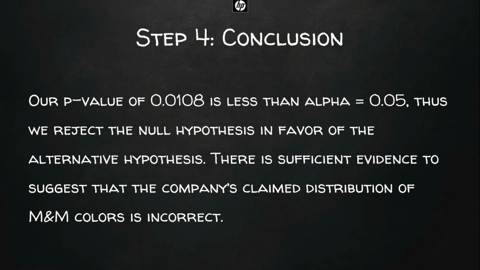Step 4, the last step in our significance test, is our p-value of 0.0108 is less than alpha equals 0.05. Thus, we reject the null hypothesis in favor of the alternative hypothesis. There is sufficient evidence to suggest that the company's claimed distribution of M&M colors is incorrect.